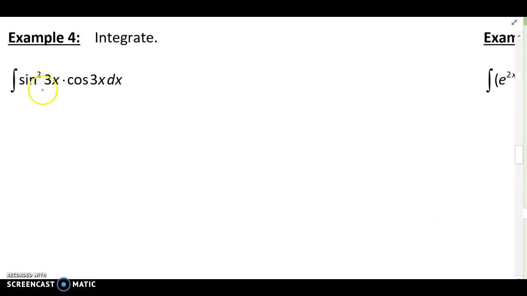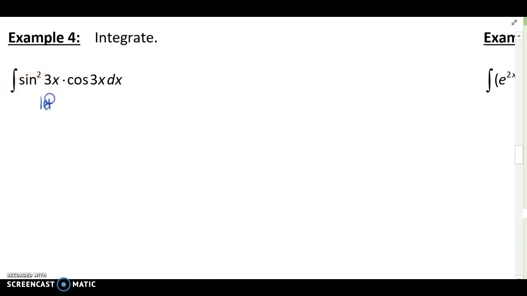Next example, we have sine squared 3x times cosine of 3x dx. We're supposed to integrate this, and it's not really clear what we're going to let u be equal to. If you tried to let u be equal to 3x, then du would be equal to 3dx, and it's not going to work because we don't have everything in there that we need.